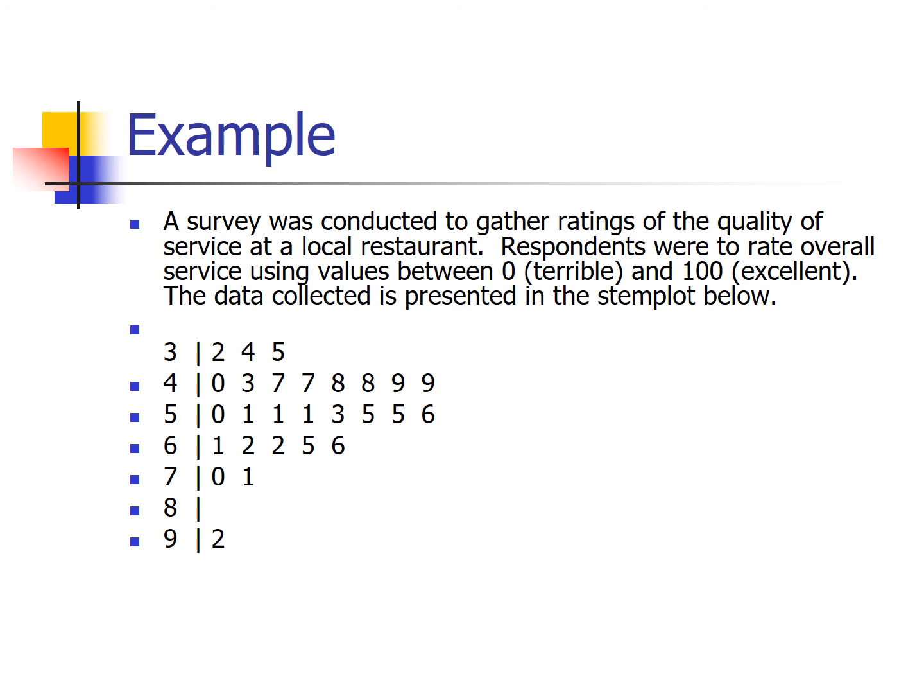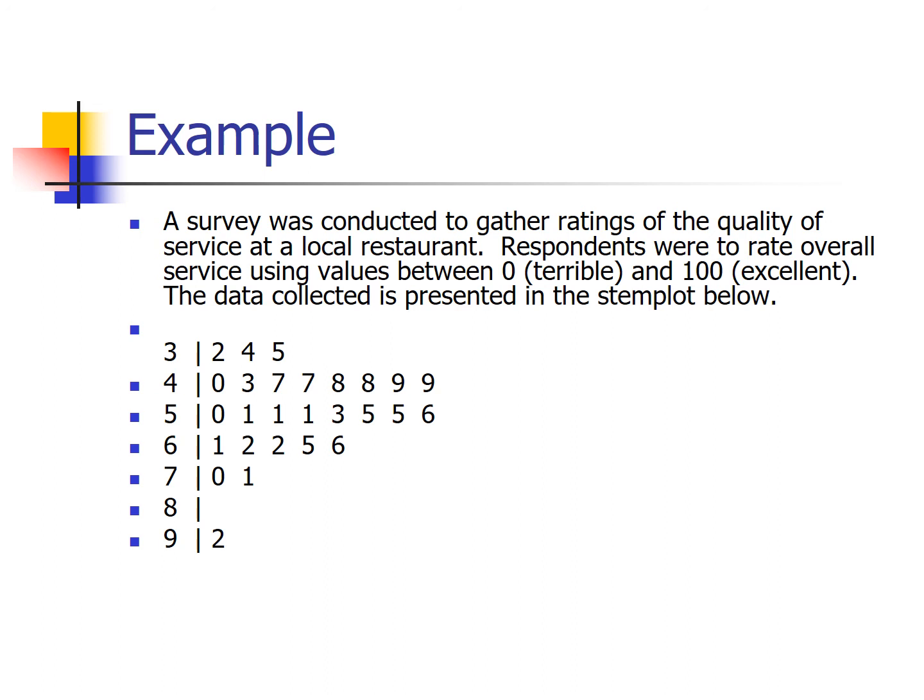The numbers to the left, the 3, 4, 5, 6, 7, 8, 9, the numbers to the left are called the stems. They essentially are the categories. So that 3 is really corresponding to 30s. That 3 is the 30s category. That 4 is the 40s category. That 5 is the 50s category. So the stems are the categories.